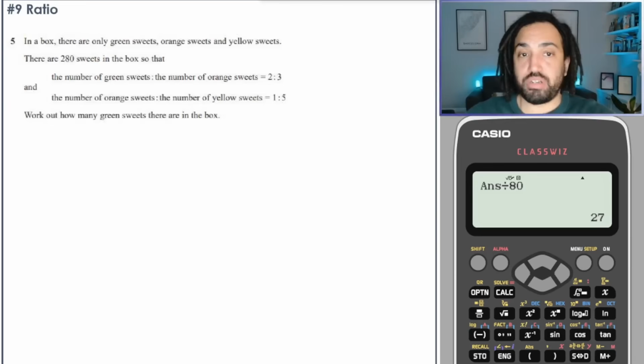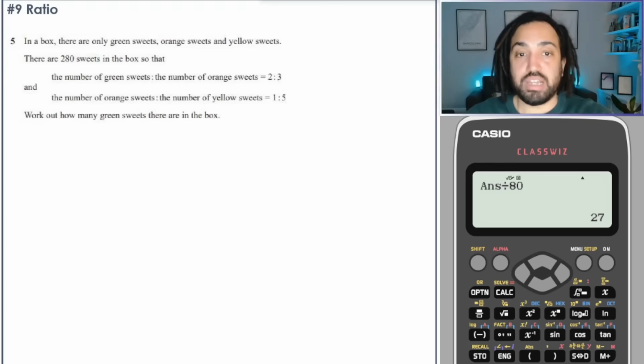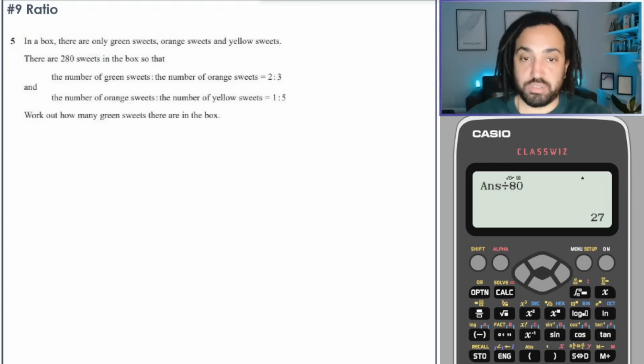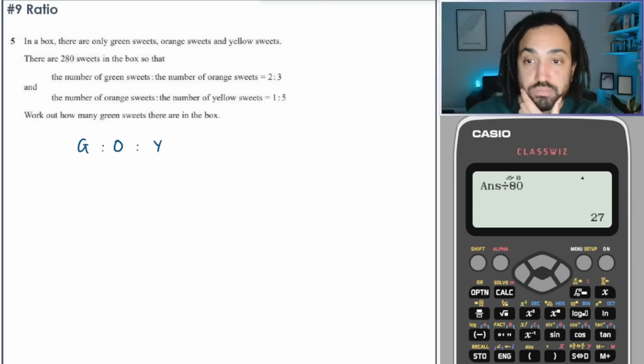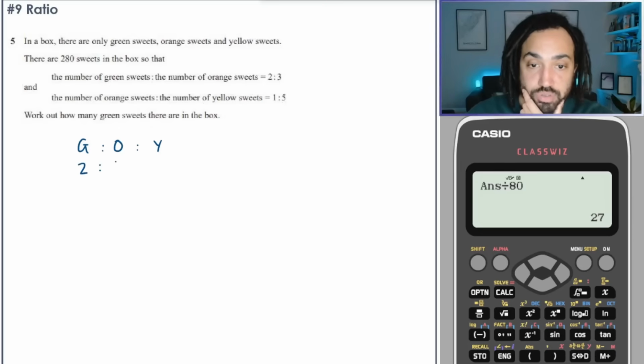Okay, question number 9, and it says in a box there are only green sweets, orange sweets and yellow sweets. There are 280 sweets in the box so that the number of green sweets to the number of orange is 2 to 3 and the number of orange to yellow is 1 to 5. Okay, so what I'm going to do is I'm going to write green, orange, and yellow in that order. Okay, so green to orange is 2 to 3.